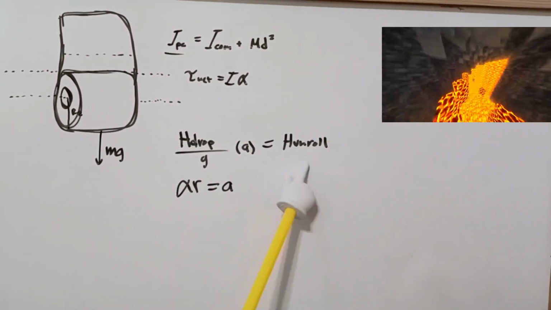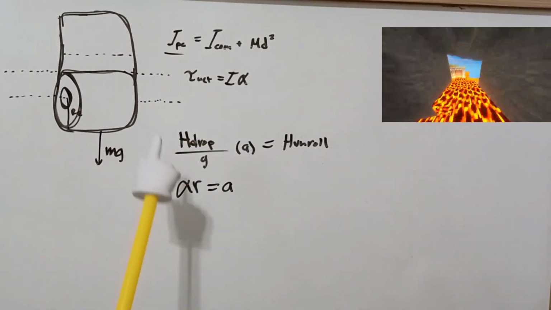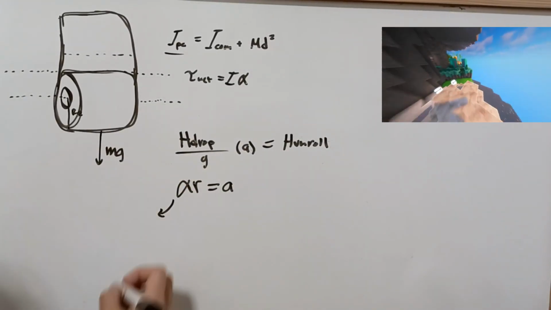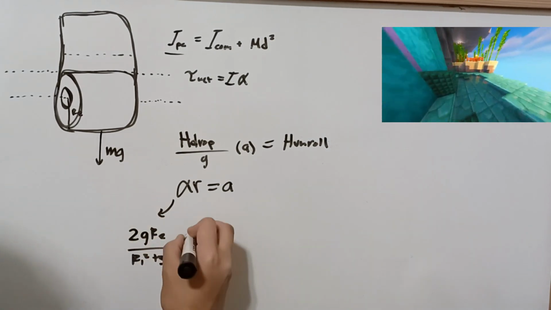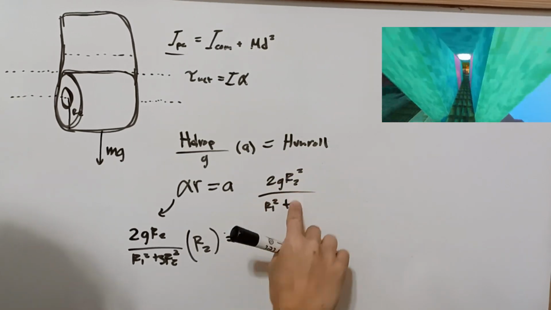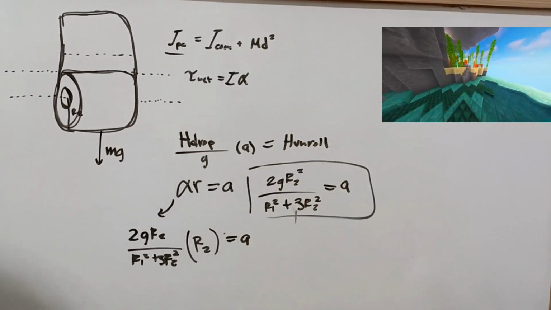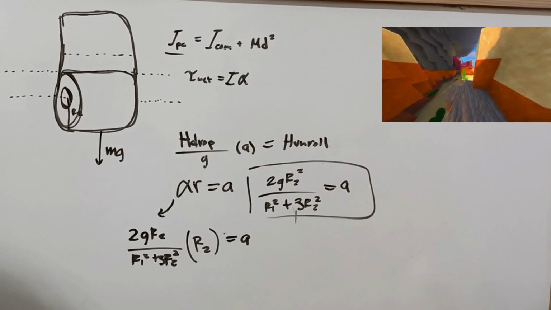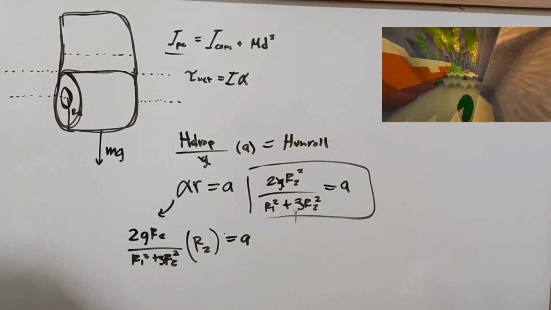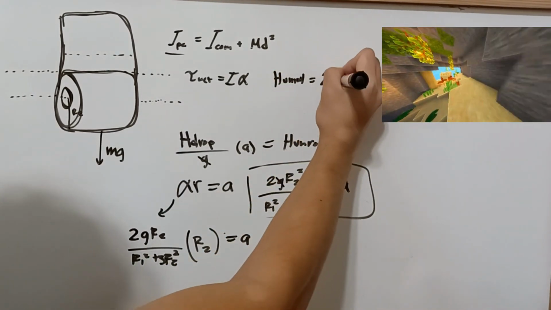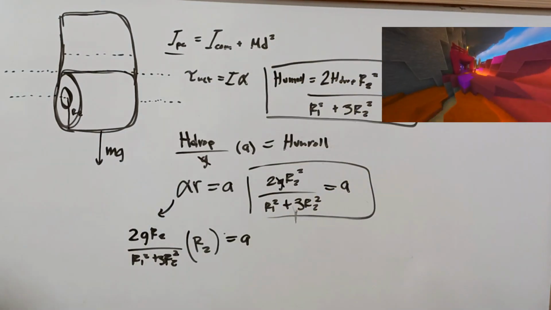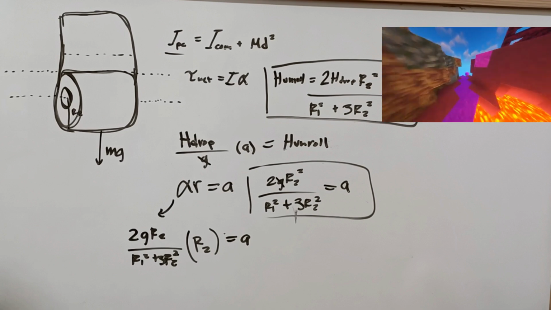We can bring back our old equation of h drop over g times a, and we know that angular acceleration times the radius it acts on is equal to translational acceleration. With alpha being what we just solved for and r being r2, our translational acceleration ends up being 2 g r2 squared over r1 squared plus 3 r2 squared. We can then plug in this acceleration into our equation, and with the g's canceling out, the height at which we must drop the unrolling toilet paper is equal to 2 h drop r2 squared over r1 squared plus 3 r2 squared.